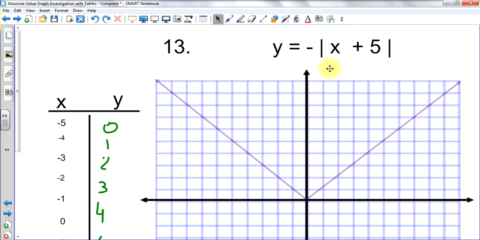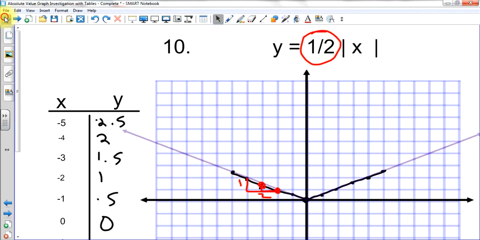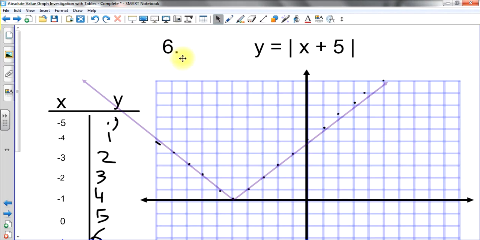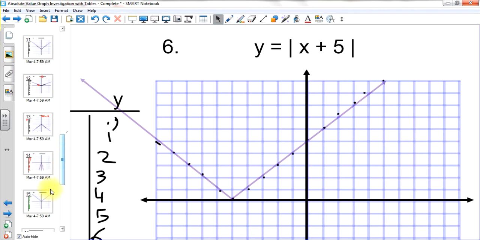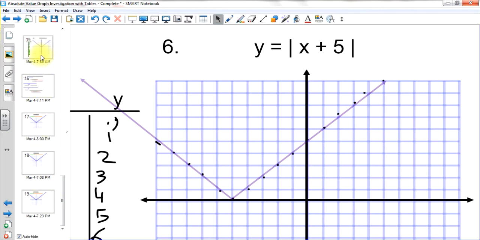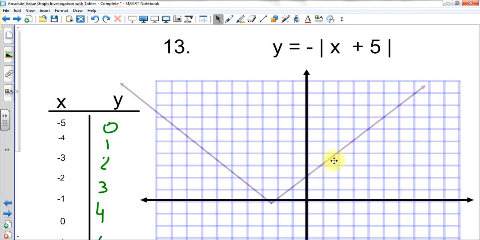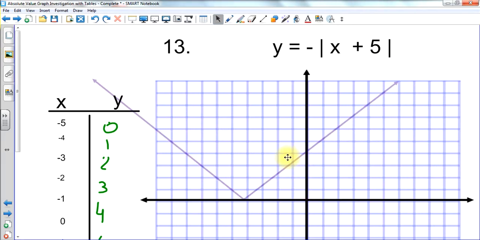Let's see if we can explain what the graph's going to do. This plus 5, as we've seen in the absolute values, like on number 7, number 6, look at that, absolute value of x plus 5. That shifted this parent function to the left 5. So that's exactly what's going to happen here when we look at this graph. It's going to shift over 5 units to the left. So 2, 3, 4, 5.